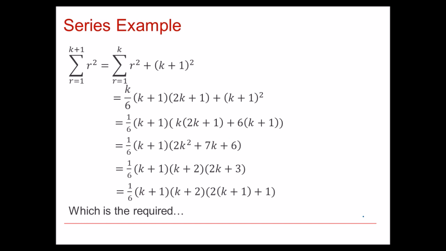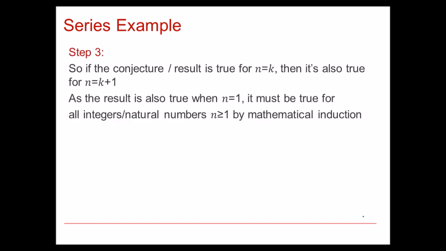So there's a full method, and now we can start to look at the conclusion step. If the conjecture is true for n equals k, then it is also true for n equals k plus 1. Since the result was true for n equals 1, it must be true for all integer values of n at least 1 by mathematical induction.